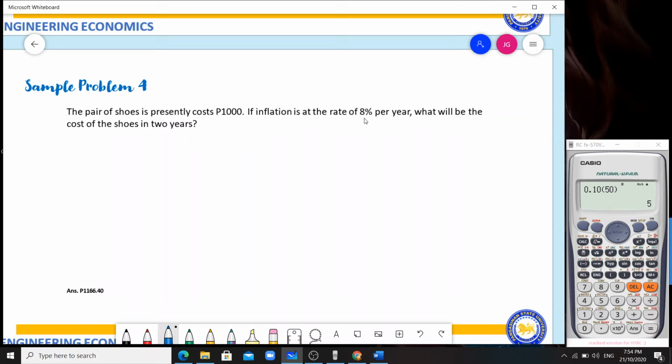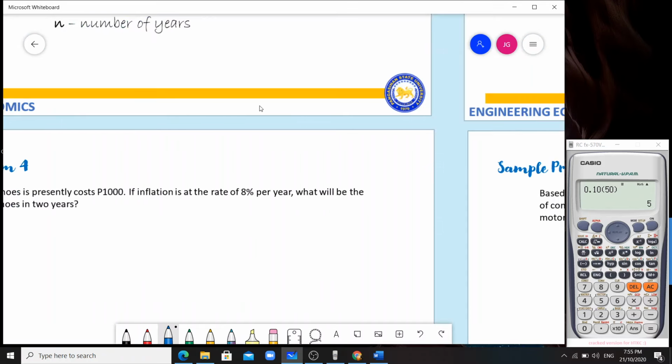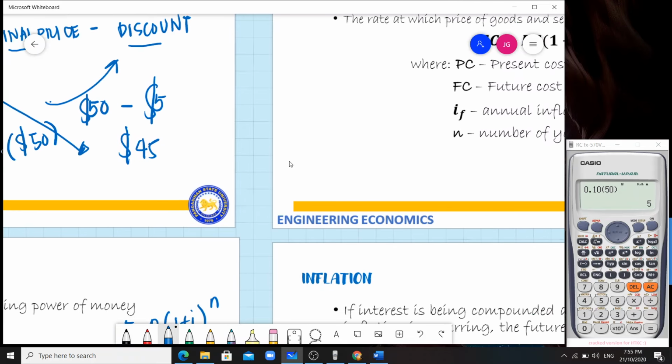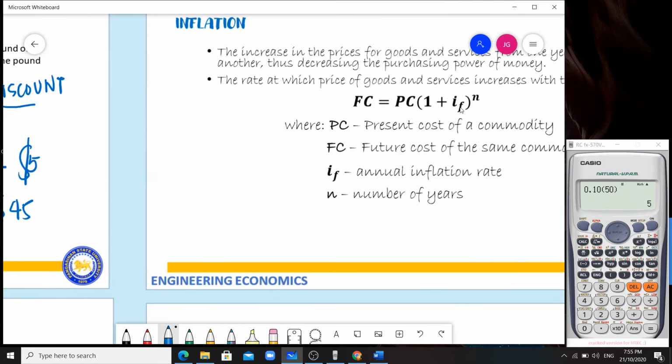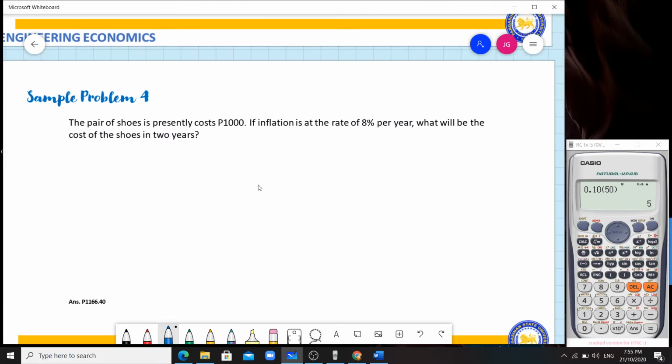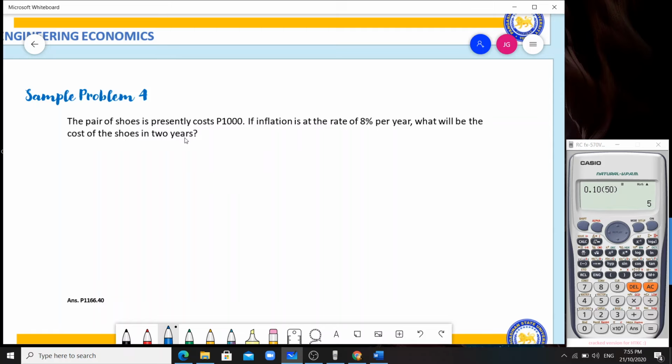If inflation is at the rate of 8% per year, what will be the cost of the shoes in 2 years? So, sabi dito, pag yung price ng commodity, present price ng commodity, 1 plus IF raised to N. Ang sinosolve natin dito is yung presyo ng shoes after 2 years, yung presyo ng goods, yung presyo ng commodity. 'Di ba sa inflation bumababa yung buying power ng money kasi yung price ng commodity is tumataas.